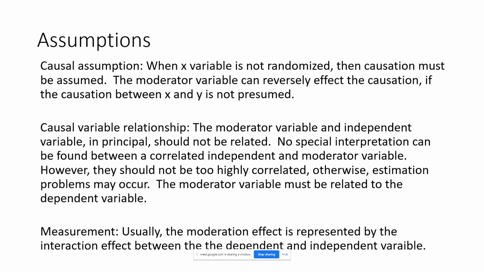So these are the assumptions. You have the causal assumption. When the x variable is not randomized, then causation must be assumed. The moderator variable can reverse the causation if the causation between x and y is not presumed.